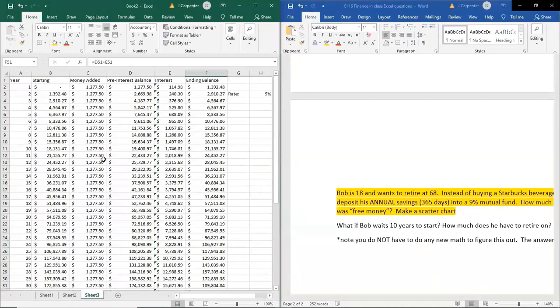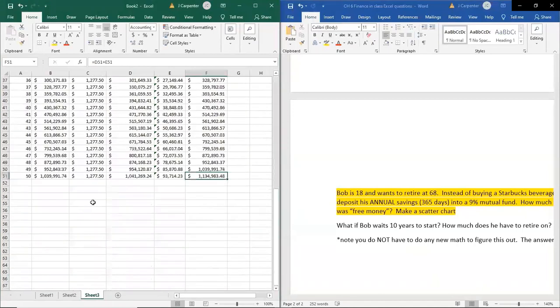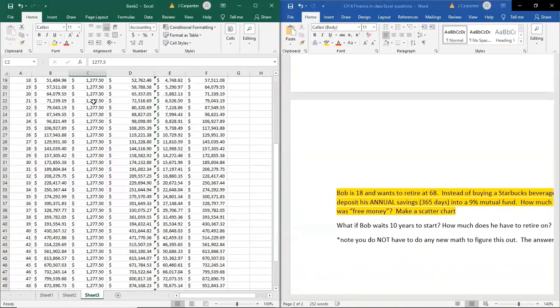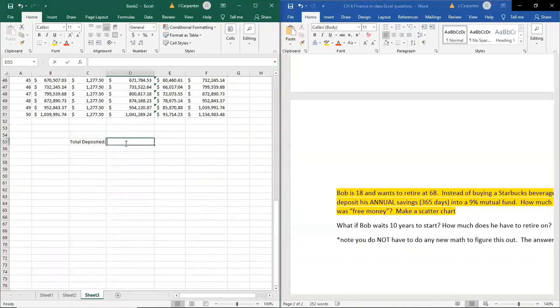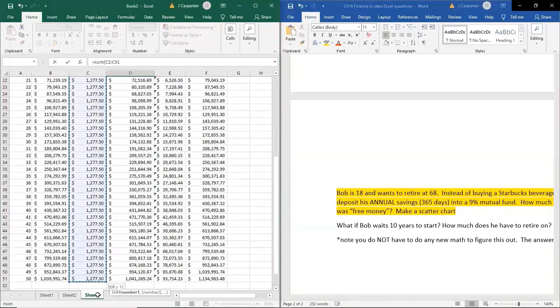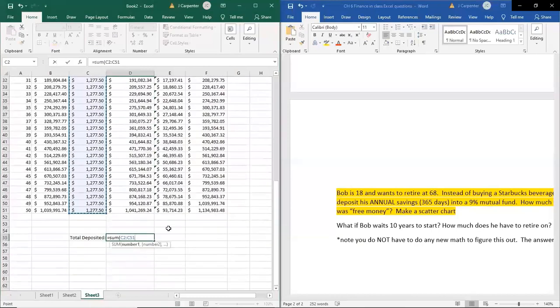How much money did we actually put in? This is a little more unique because you can't just say we put $10,000 at the start or $30,000 at the start, because we put that $3.50 in every day for 50 years. So what we need to do is just add up all the money added columns. Let me just go equals sum, open a parentheses, and then do all of the 12,750s. That was 50 years' worth of Starbucks lattes, coffees, whatever. Close it, enter. We put $64,000 away.